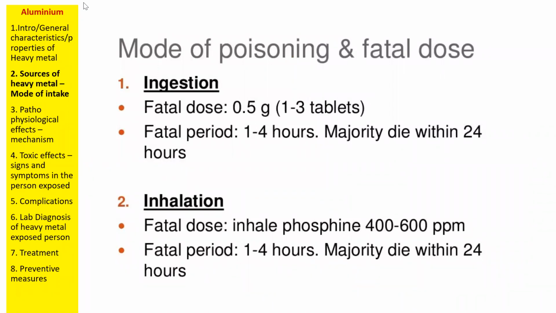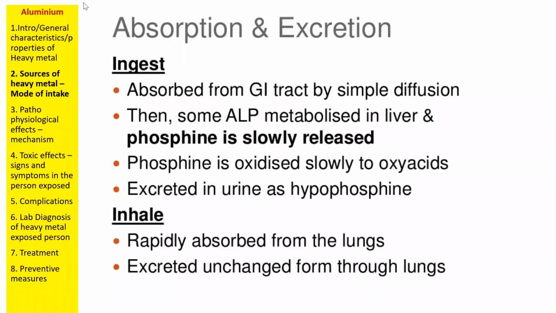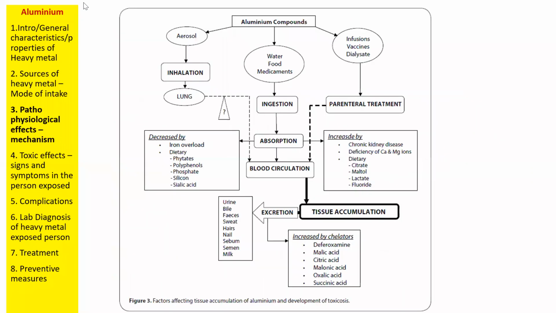Even inhalation can kill us. Not only eating, even inhalation via air can cause aluminum toxicity. Ingestion has a slow release of aluminum, whereas inhalation is more dangerous. Breathing aluminum gas or aluminum dust has more lethal consequences compared to eating aluminum. So the route of entry also plays a role in the level of severity in the exposed patient.